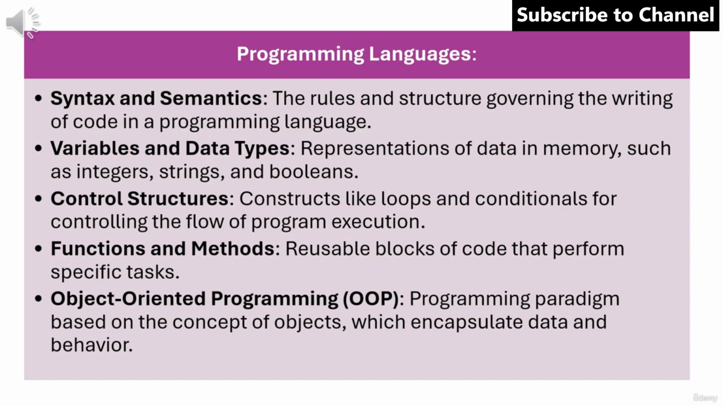This is what we call a control structure. Functions and methods: reusable blocks of code are called functions or methods, which perform a specific task. And object-oriented programming is a paradigm based on the concept of objects, which encapsulate data and behavior. C++ and Java are all object-oriented. Why we call it object-oriented is you have a standard template which can be reused.